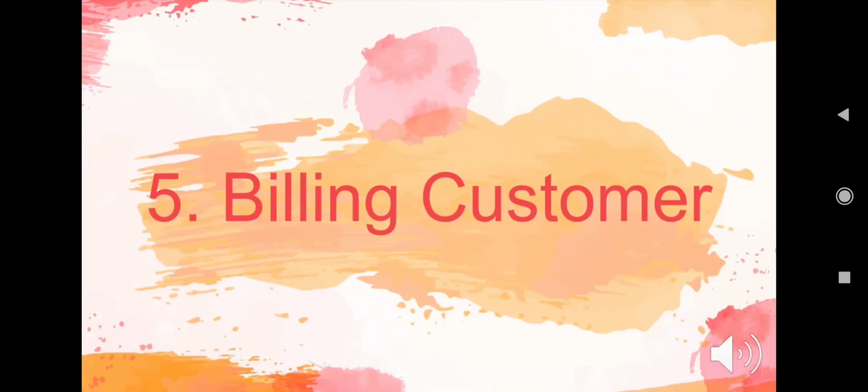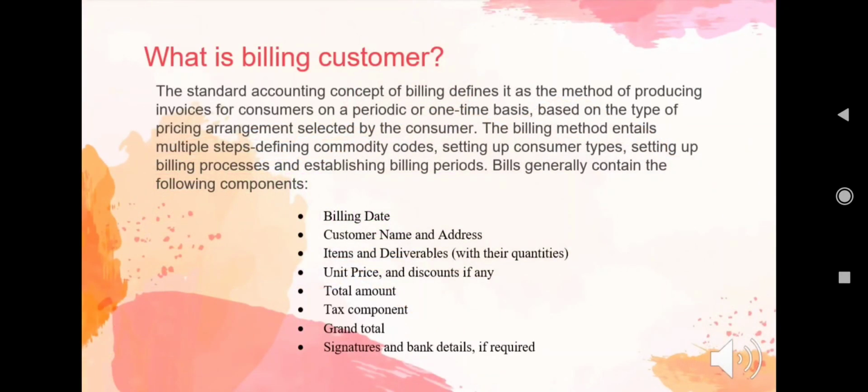Next one is billing customer. First of all, what is billing customer? Billing is defined as the method of producing invoices for the consumer on a periodic or one-time basis, based on the type of pricing arrangement selected by the consumer. The billing method entails multiple steps: defining commodity codes, setting up consumer types, setting up billing processes, and establishing billing periods.